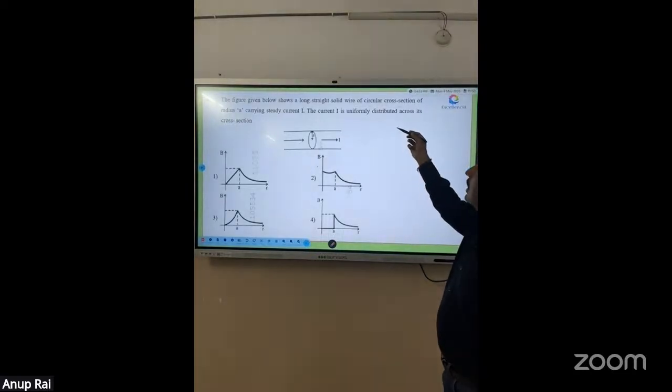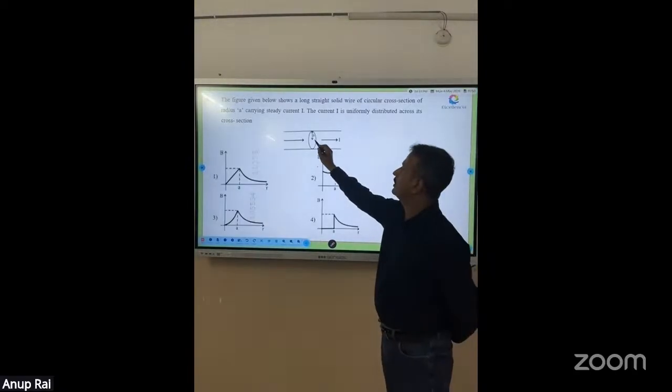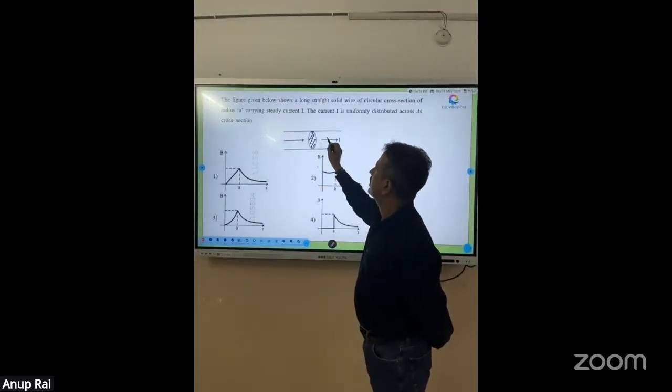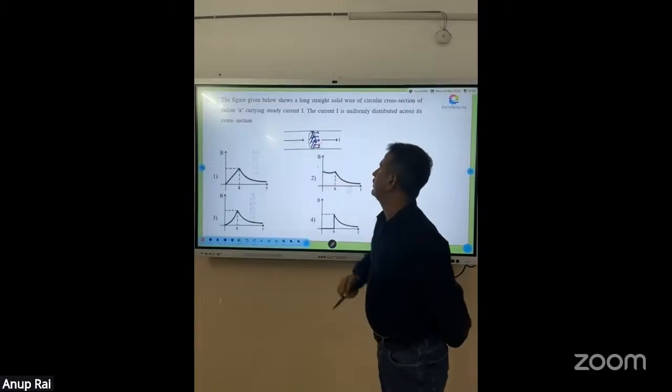The figure given shows a long, straight, solid wire of circular cross section of radius A. So this is the wire with radius A, and this is a solid section, complete. And the current is completely distributed all along this area, right?